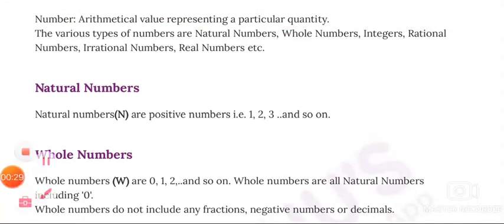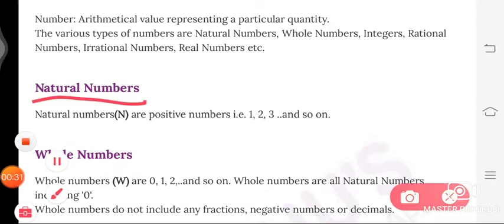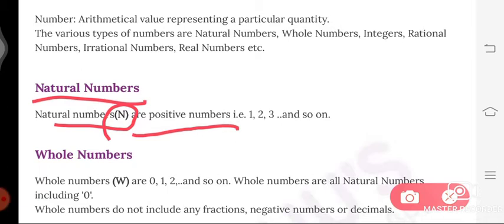So what are natural numbers? Natural number is represented by the capital N. Natural numbers are positive numbers, that is 1, 2, 3, and so on.